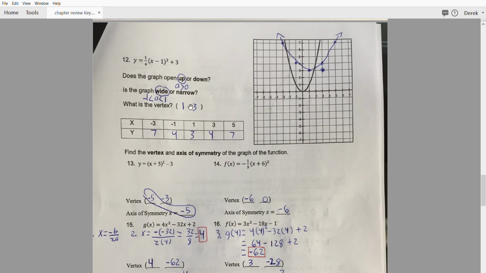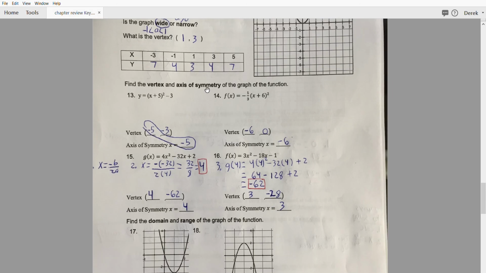And then our vertex is easy on this one because it's in vertex form. So remember, our vertex is h, k, where it's x minus h plus k. Since it's x minus 1, our vertex x value is 1, and then the y value is k, so that's 3. To get these values, you can plug it into your calculator.